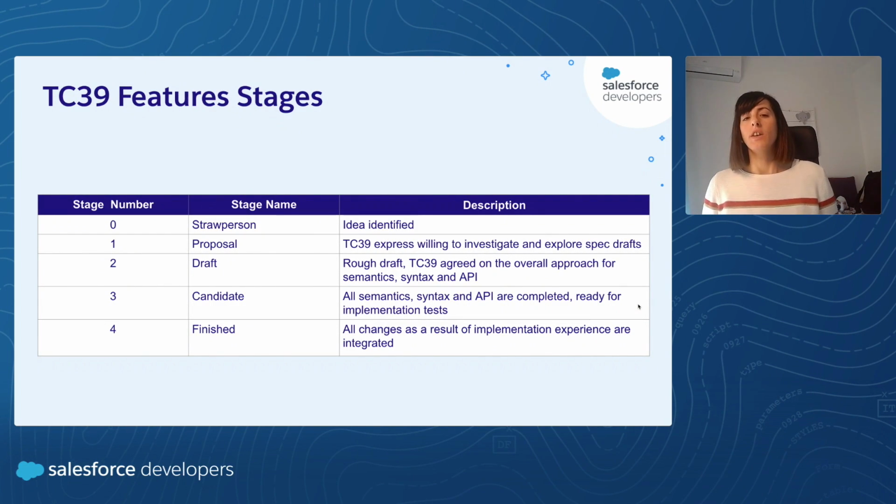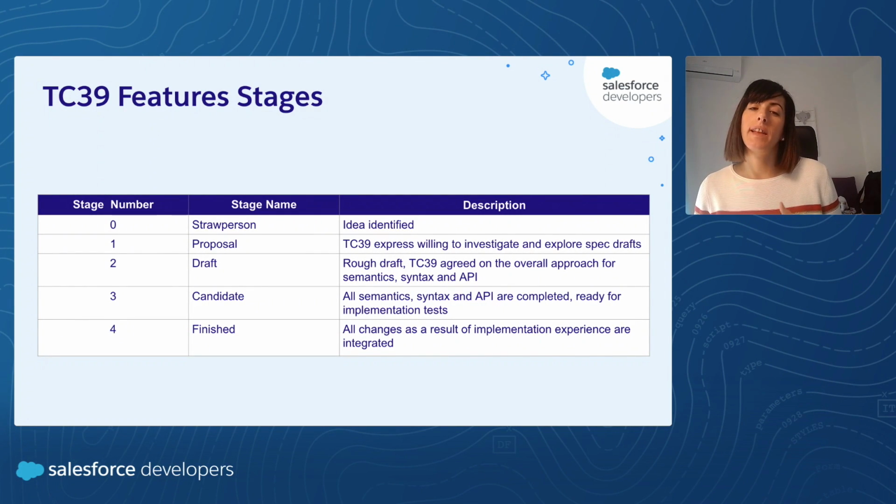feature stages. So every feature that is going to be part of the ECMAScript standard goes through several stages. First of all is stage 0. It's when the idea has been identified and proposed to the committee. Then the feature goes to proposal stage, which is when the committee expresses the interest to investigate and explore the specification drafts, and they start doing that, right?